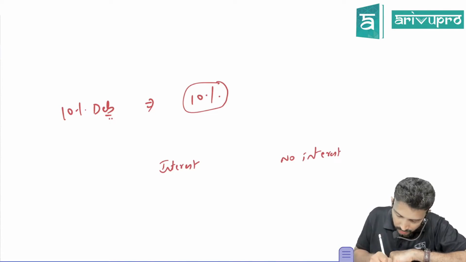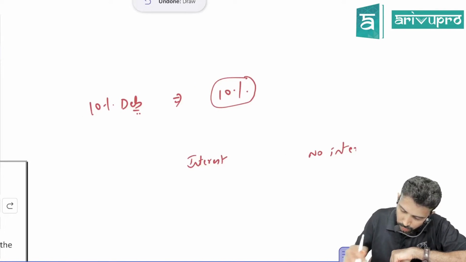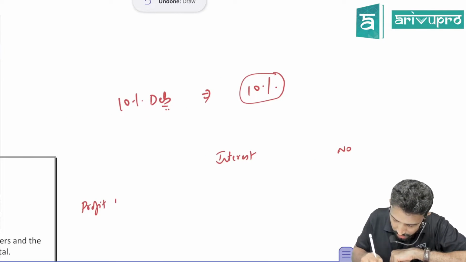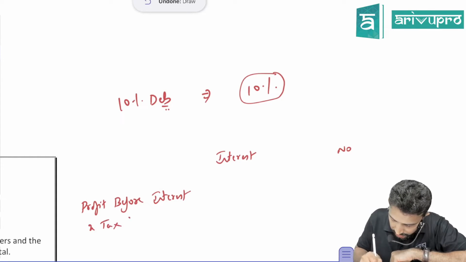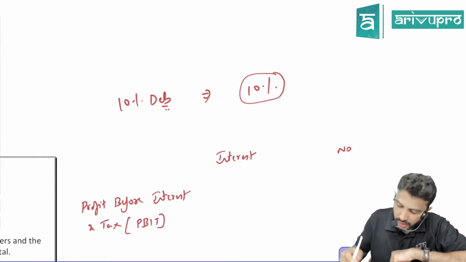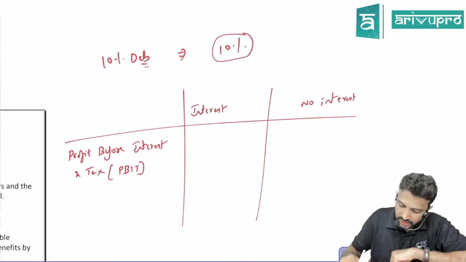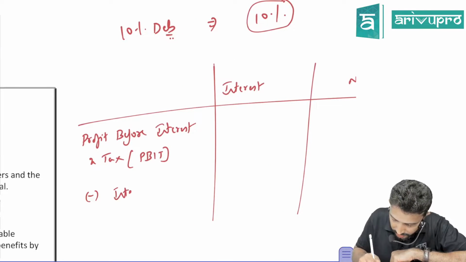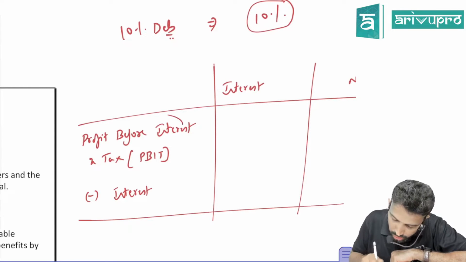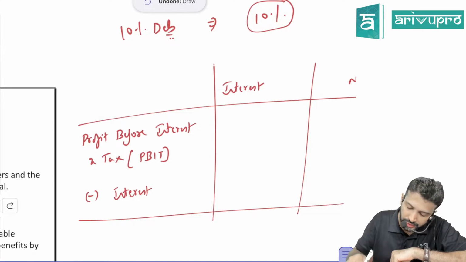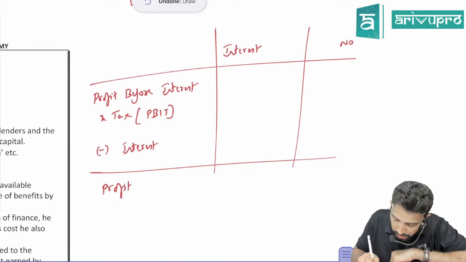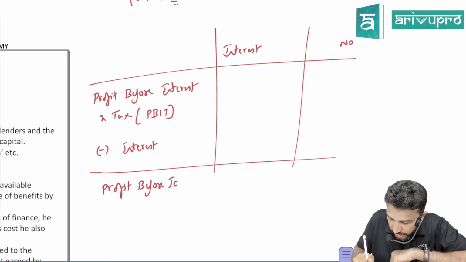Let's say the company has PBIT. What is the full form of PBIT? Profit before interest and tax, which we call EBIT, or you can call it PBIT. From this, if you deduct interest, because interest is not yet deducted, this is the profit before deducting interest. So from this profit, if you deduct interest, what you get is the profit before tax, or we can simply call it PBT.